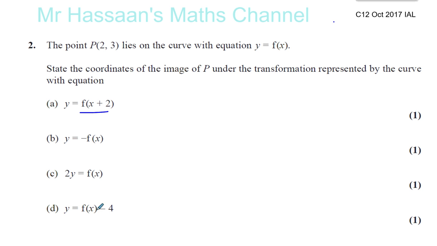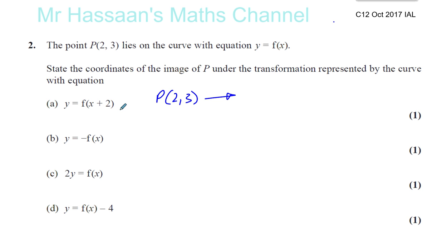Here, it's f of x minus 4. This is where it's outside the function. The whole function, 4, is taken away from it. Here, you have replaced x with x plus 2 inside the function. So you can see this has got something associated with the x-coordinate, and this has got something associated with the y-coordinate. So if we take the point that we start off with, which is P(2, 3).